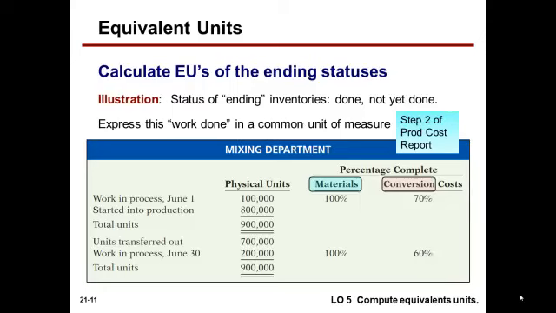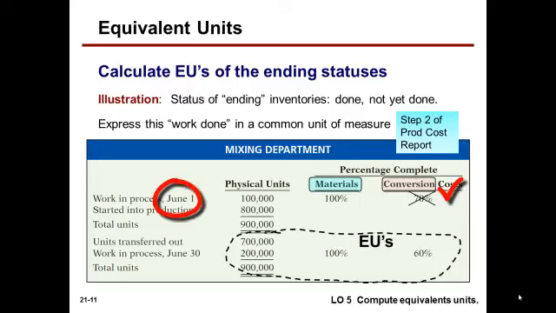We'll take the 700,000 and 200,000 units and translate them into EUs for both of the cost categories, materials and conversion costs. And we'll use the end of month completion status for each of those categories, using the percent completed at month end to develop the equivalent unit as if it were fully completed for both materials and conversion. We do not need to deal with the completion status at the beginning of the period.